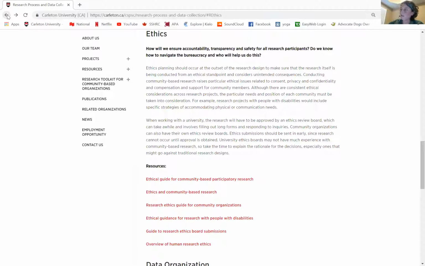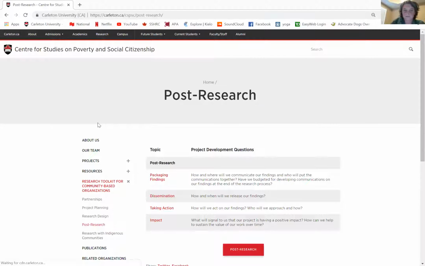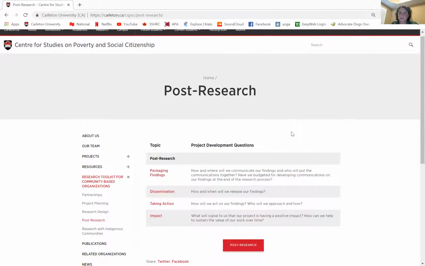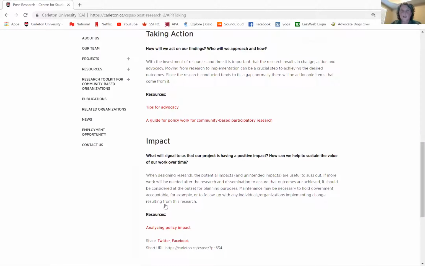All right, and lastly, in our last section on post-research. Here we're looking at, once the research is completed, how are we packaging these findings, disseminating, and then taking action and impact. So let's look at the taking action section. How will we act on our findings? Who will we approach and how?